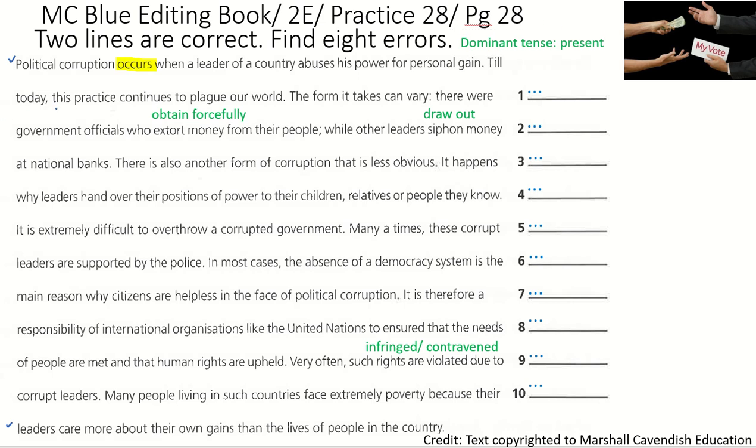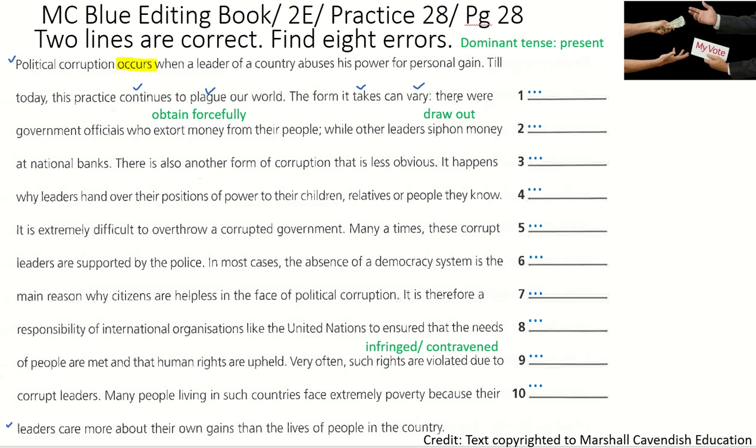Okay, let's continue. Till today, this practice continues. Okay, I noticed that we're talking about today, an event that is still happening. So continues is correct. To plague. Okay, plague is correct because it is base form after to. Our world. The form it takes can vary. Okay, takes seems correct. Can vary after that. It's a model, can also be based on.